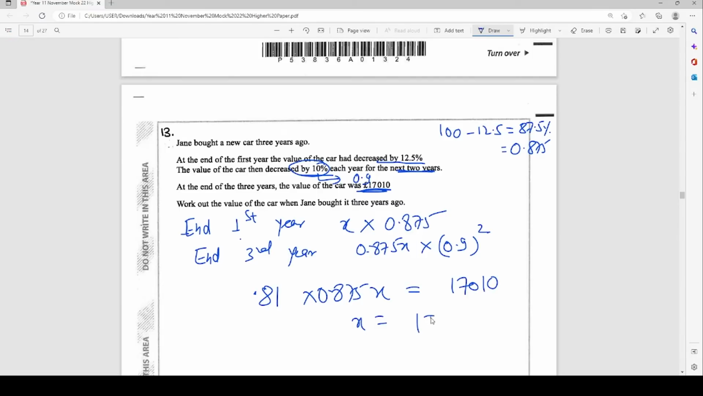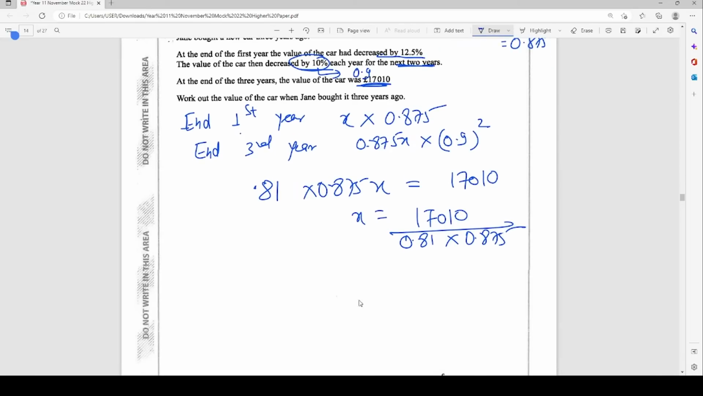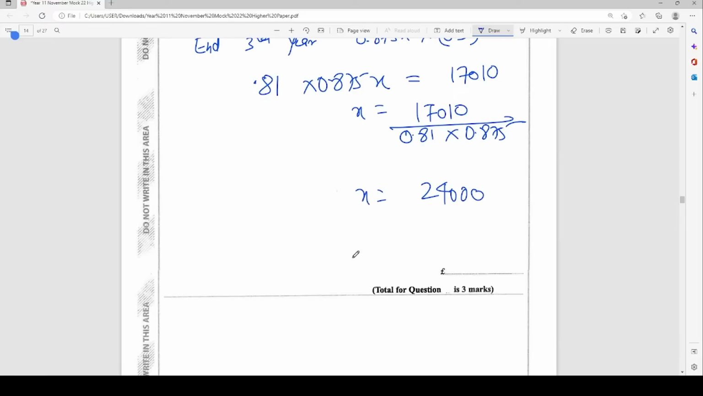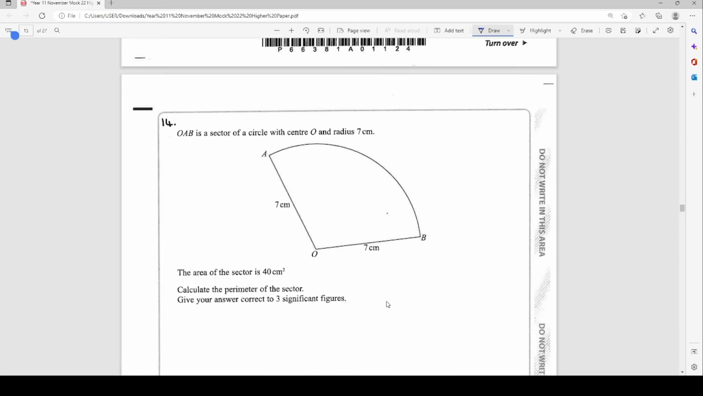X is equal to, you just have to use your calculator now, 17010 divided by 0.81 times 0.875. So 17010 divided by 0.81, and then divided by 0.875. That will give me 24,000. You can see, fellas, buying a new car is not a good deal. You are actually losing money every year.